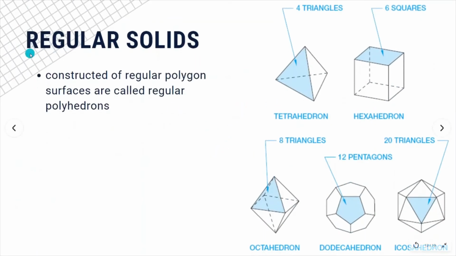Okay. Now is regular solids. So these are constructed of regular polygon surfaces and are regularly called polyhedrons. So ang polyhedron is a solid formed by plane surfaces, which ang mga surface kay tawag ana kay mga faces. So ang itong mga solid medyo 3D na ni siya, mo na itong pagsabot sa solid. So na siya mga X, Y, and Z nga mga axes.